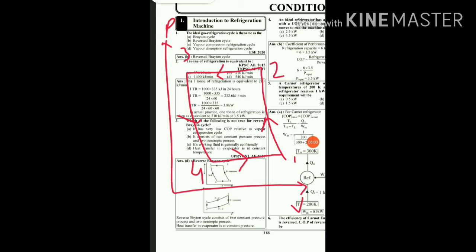It is not true, because in the case of the Bell-Coleman cycle the heat addition, or heat transfer in the evaporator, takes place at constant pressure. Here the pressure will be constant. So that is not the correct answer. So option D will be the right answer.